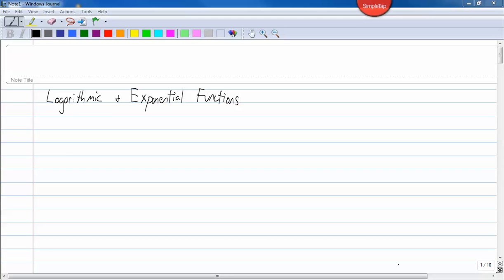Let's do a quick review over logarithmic and exponential functions. An exponential function is a function that's written in this form: f of x equals b to the x, where b is your base and x is your exponent. B cannot be equal to 1, of course, because 1 to a power is 1.